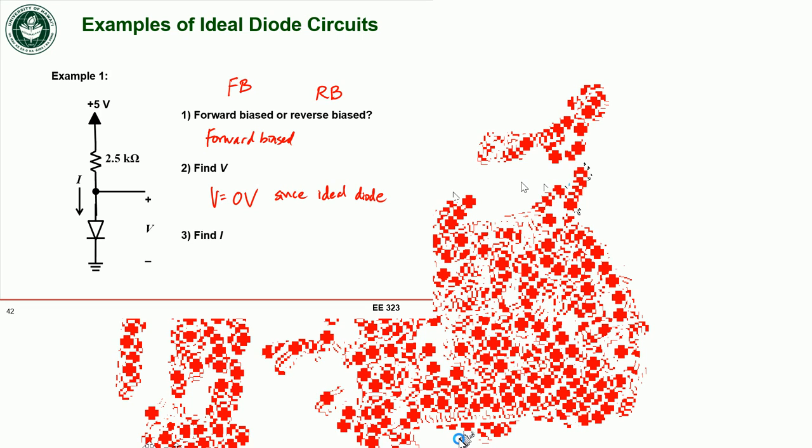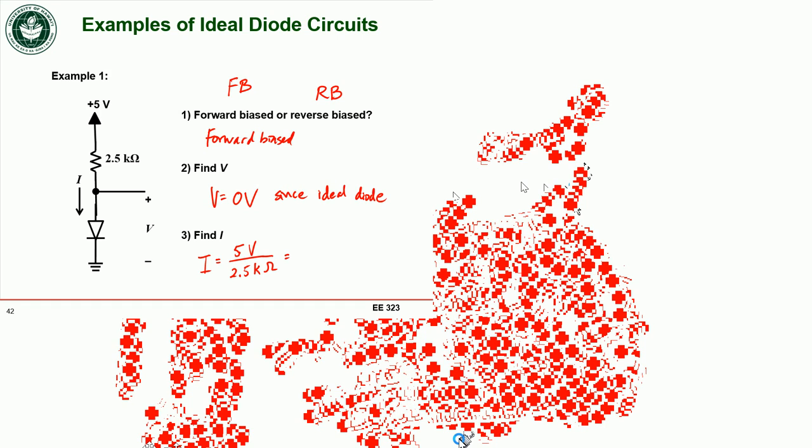So what's the current going to be? Give me an equation. We're just going to use Ohm's law, 5 volts divided by 2.5 kiloohms. So that's 2 milliamps. Okay, so I have 2 milliamps of current going through my diode, according to my ideal diode model. Any questions with this?